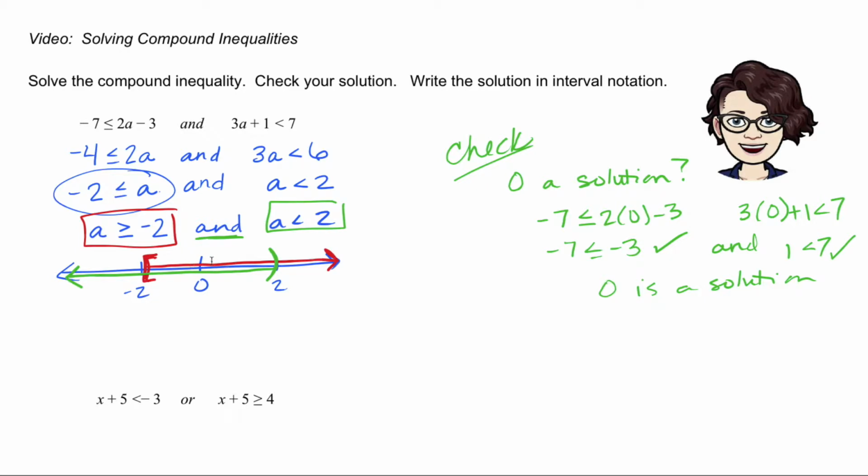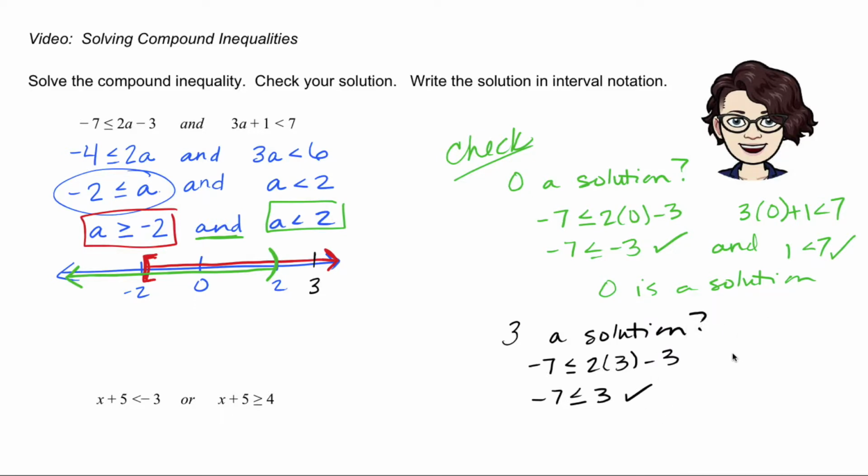And so we're going to make sure that whatever we shade includes 0. Let's go out to the side here and check 3. Is 3 a solution? So let's check our first inequality. -7 less than or equal to 2 times 3 minus 3. So is -7 less than or equal to, well, that would be 6 minus 3, which is 3. Is -7 less than 3? Yep.